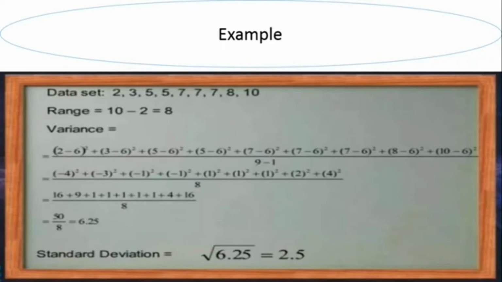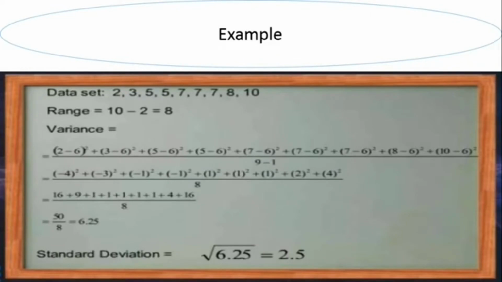So the range of our sample is 2. The variance is, as I told you, the sum of squares of differences to the mean divided by the number of observations minus 1. So you can compute our sample variance and find out that it is 6.25, and the standard deviation is just the positive square root of our variance, which is 2.5.